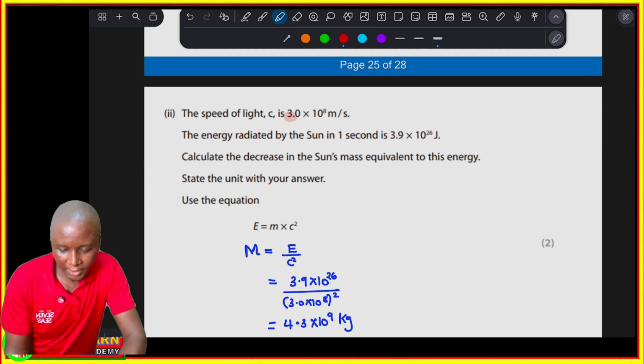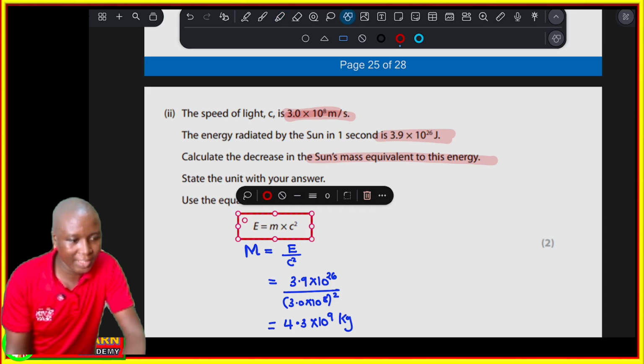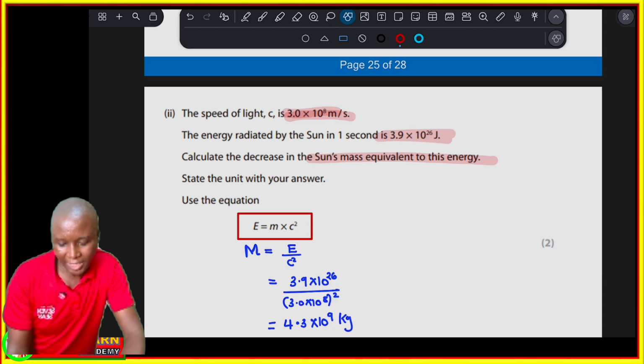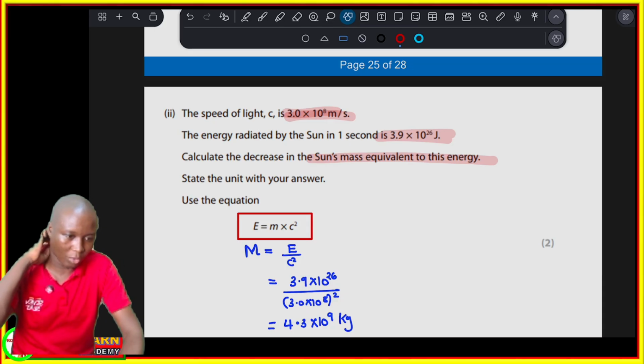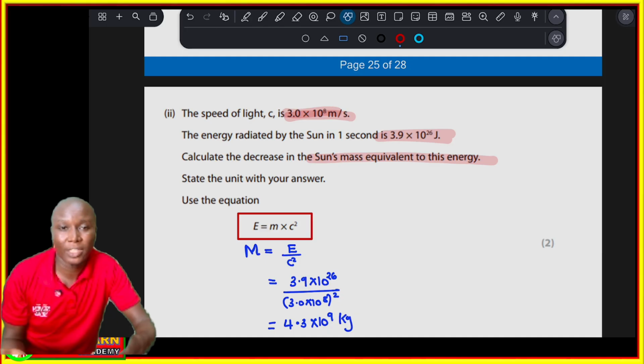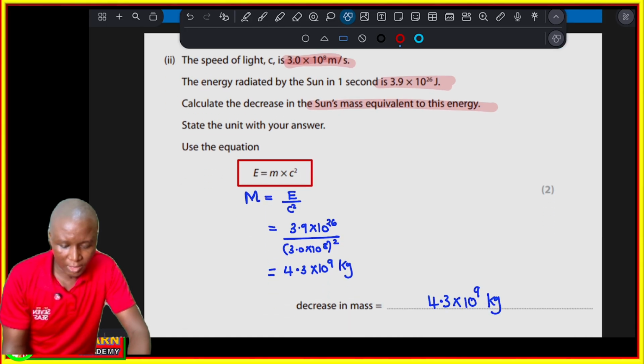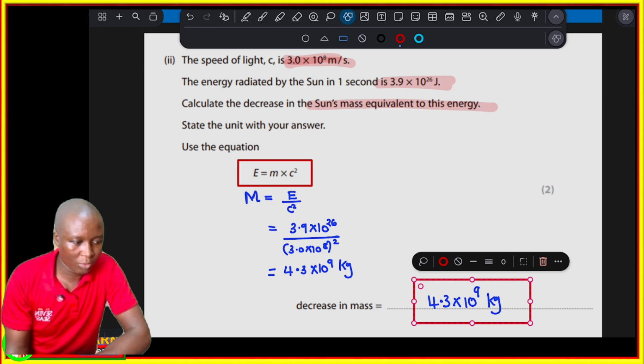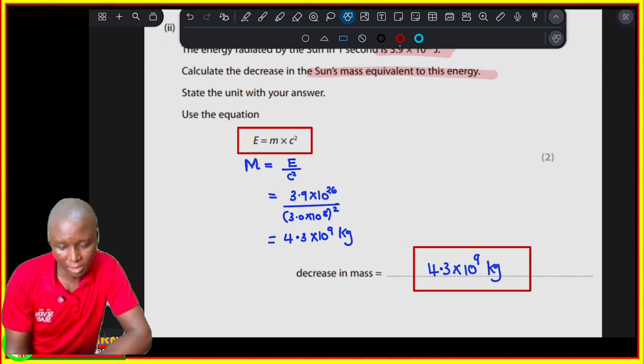Speed of light is this, and then we are told the energy radiated in 1 second, that states the decrease in mass. To find the decrease in mass, we are going to use this formula that we've been given here. So I decided to rearrange this equation so that I can make mass the subject, because the question is asking me to calculate the mass. So I had to do the rearrangement. And if I worked it out, I got my answer being equivalent to 4.3 times 10 raised to the power 9 kilograms of mass.